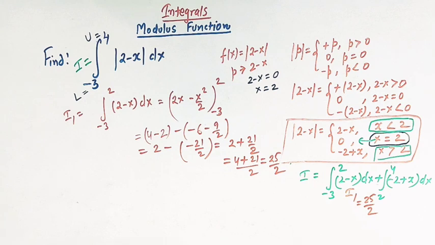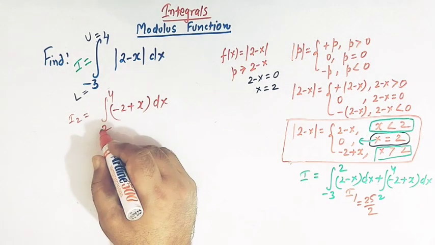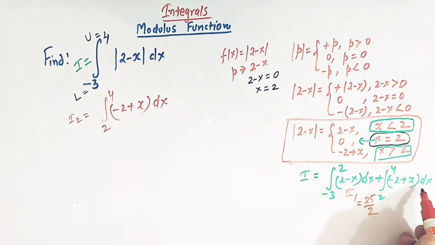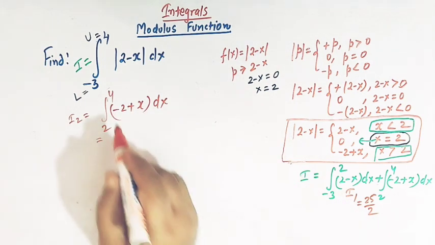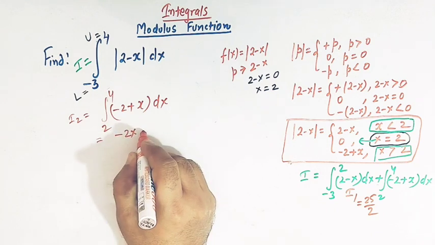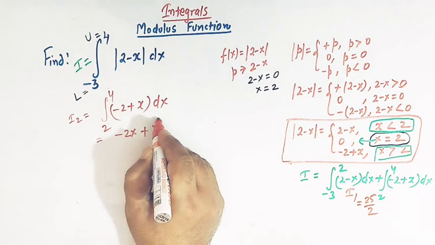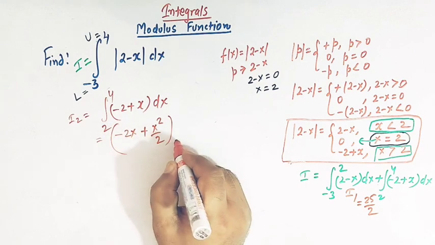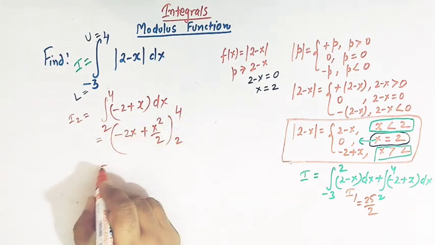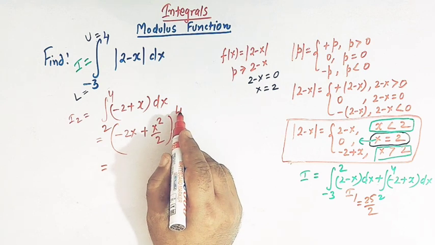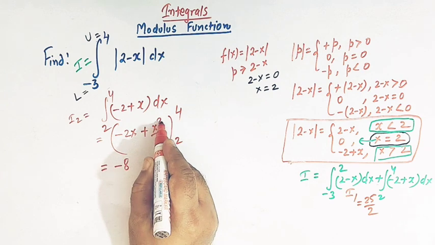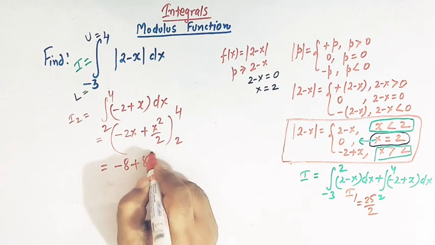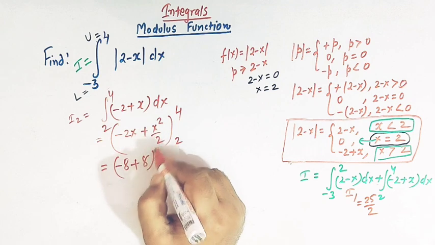Let us calculate the value of I2. So I2 is the integral from 2 to 4 of minus 2 plus x dx. As we have done in I1, here we have minus 2x, then we have the integral of x as x square over 2, and the limits are from 2 to 4. First we substitute 4 for x. So we have 2 fours are 8. 4 square is 16 over 2, that is 8, because 16 divided by 2 is 8.